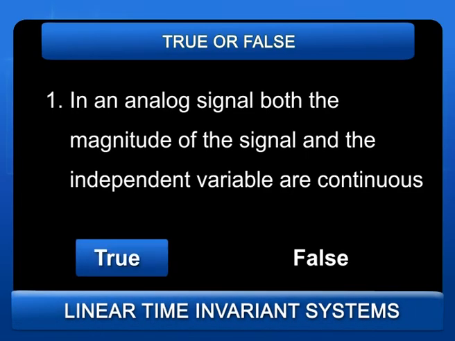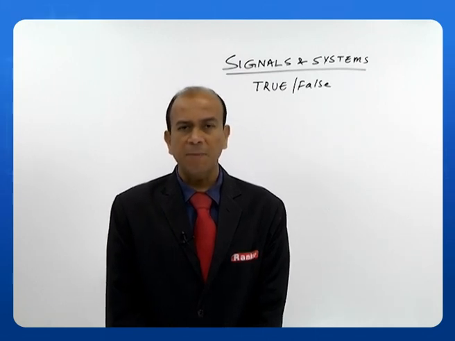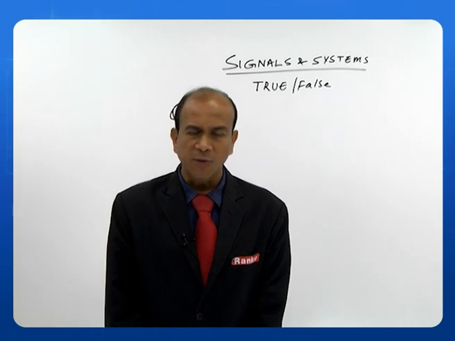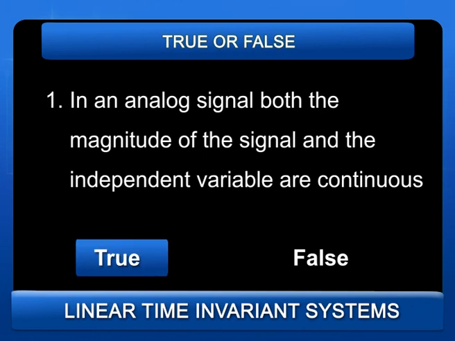The answer is true, because if it is a continuous time signal, the magnitude and the time of the signal will vary continuously. So this is a continuous time signal. So we are saying it is true.